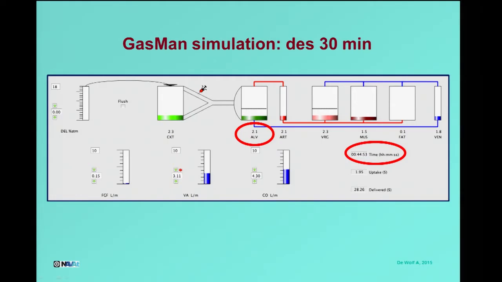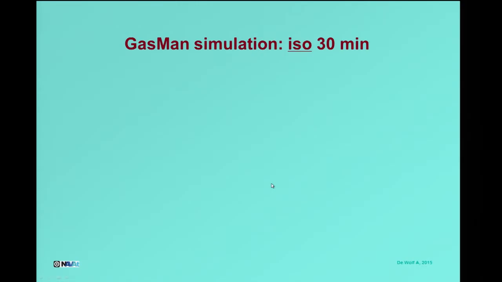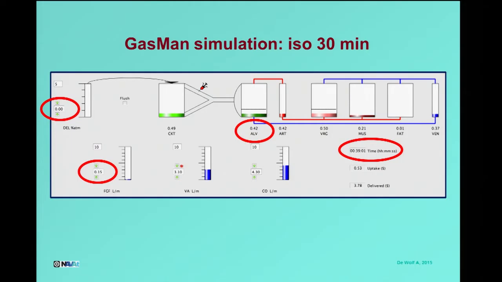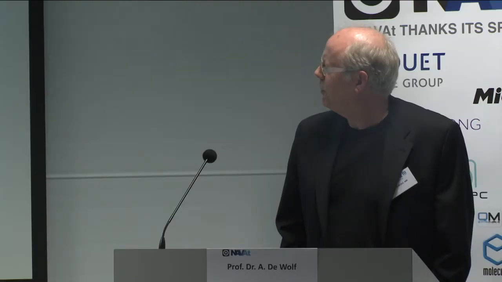For desflurane, very similar. After half an hour, we had to wait 14.5 minutes for the alveolar concentration to decrease to 2.1%. If we look again at the iso 30-minute coasting time, this is where we got the numbers. At 39 minutes, we went down to a concentration of 0.42%. So that was our coasting time for iso after 30 minutes.